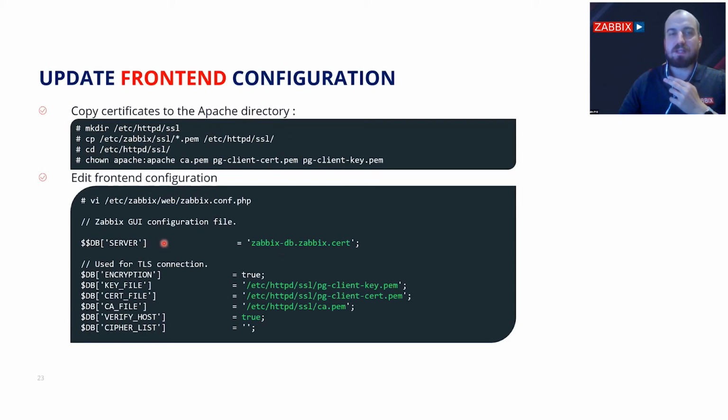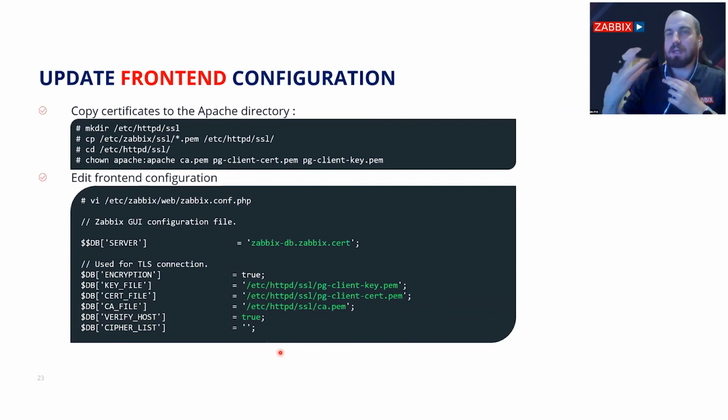So I specified that DB server should be, again, zabbix-db.zabbix.cert. And this time I also added the key file, the cert file, and the CA file. And also specified that verify host should be true. So now the frontend also should verify that it's connected to the right database. And again, if it's a fresh installation, you will be able to do the same thing from the frontend setup wizard. If you wish, you can even delete this file and reconfigure the frontend. You will not lose any settings from it.